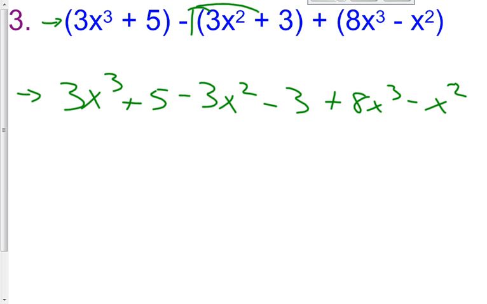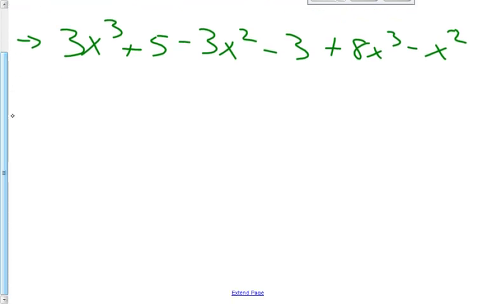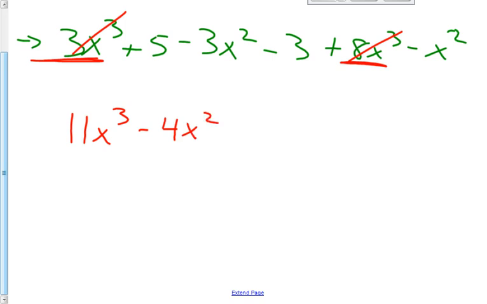So I always start with my highest degree. I like to write my polynomials in descending order, and you should feel comfortable doing that as well. Start with your x cubed terms. So you have 3x cubed and 8x cubed, making 11x cubed. Takes care of those two. Next would be my x squared term. I have a negative 3x squared and a negative x squared, making a negative 4x squared. That takes care of this one, and that takes care of this one.